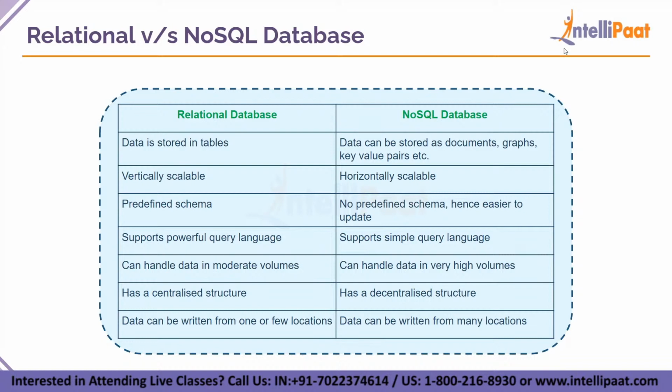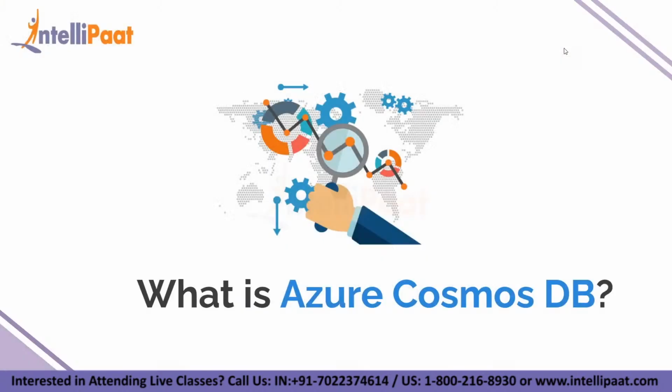Also, relational databases have a very centralized structure, but NoSQL is decentralized. In relational databases, data cannot be written from many locations. It can be written either from one or a few locations. But in NoSQL databases, data can be written from any number of locations. So that covers the differences between relational and NoSQL databases.